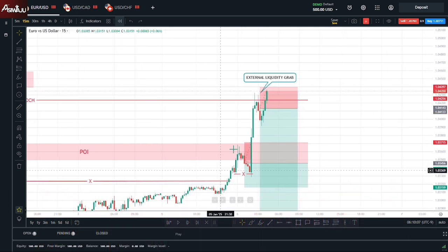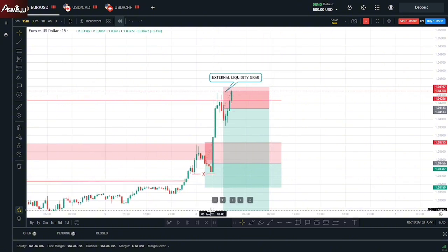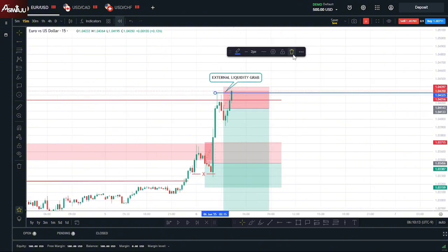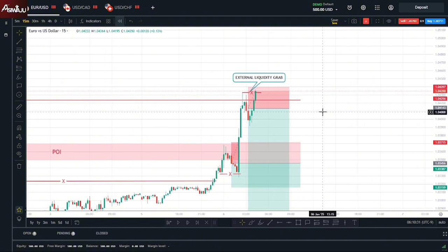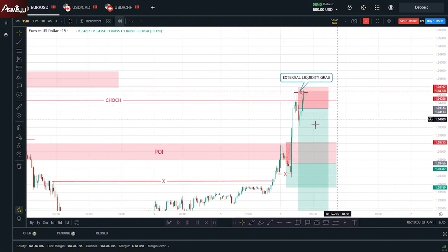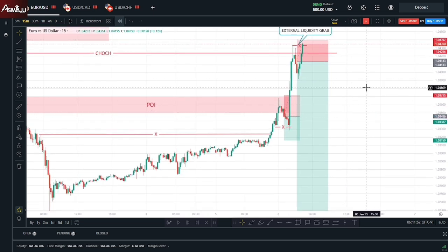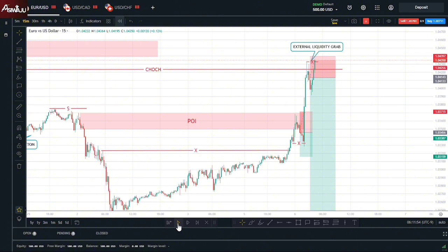Now you see price went back up again to sweep liquidity from this point, because the early sellers will put their stops above this point. And you see what happened again. Price went up to grab liquidity one more time. See, the early sellers have been taken out. Price went up one more time to grab liquidity here, as you can see. So now let's play price forward and let's see what happens next.